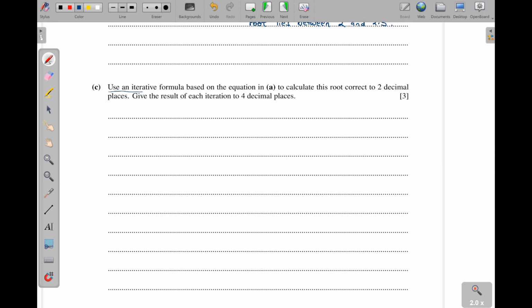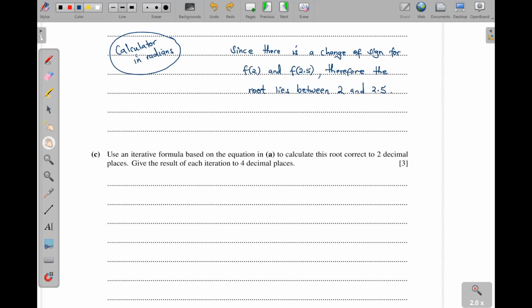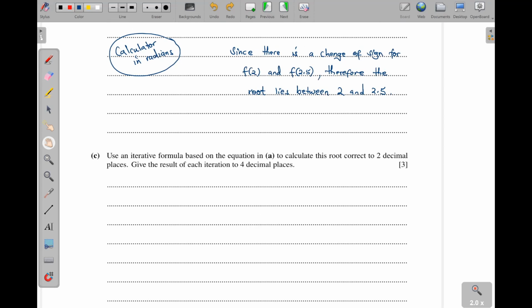Part C. Use an iterative formula based on the equation in A to calculate the root correct to 2 decimal places. Give the result of each iteration to 4 decimal places. Now, since the root is in between these two values, 2 and 2.5, they have not given us the initial approximation. You can take the initial approximation to be any of them, maybe 2 or 2.5. But I usually recommend that you take the one that is exactly in the middle of the two.